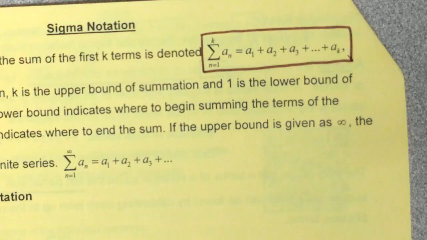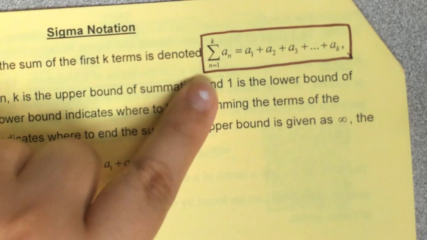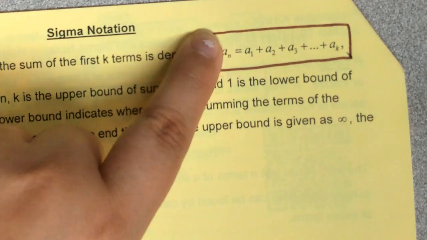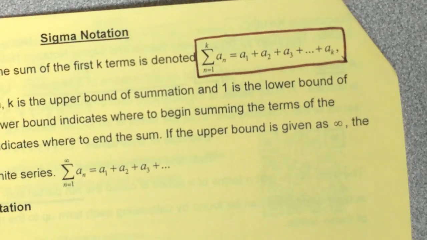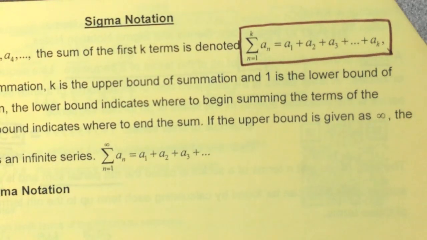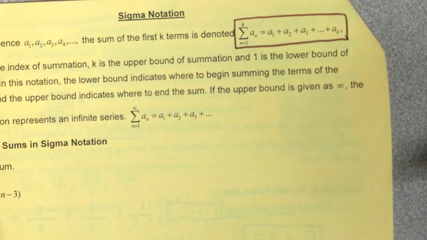Okay? Where you start is the lower bound. Where you end is the upper bound. All right? And that's what all of this says in the notation. The lower bound indicates where to begin. The upper bound indicates where to end. If the upper bound is given as infinity, then you have an infinite series.